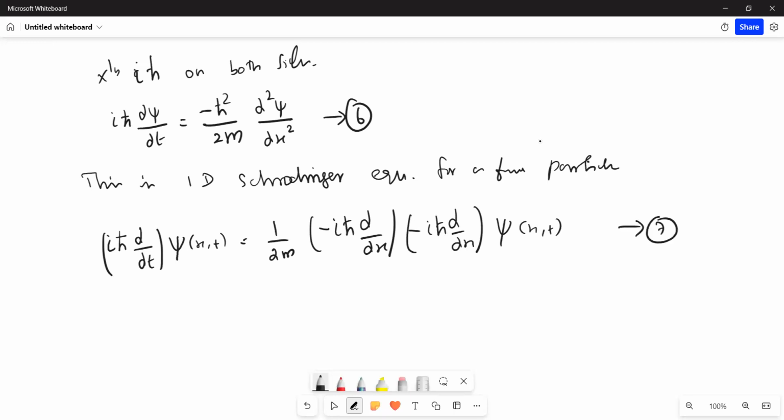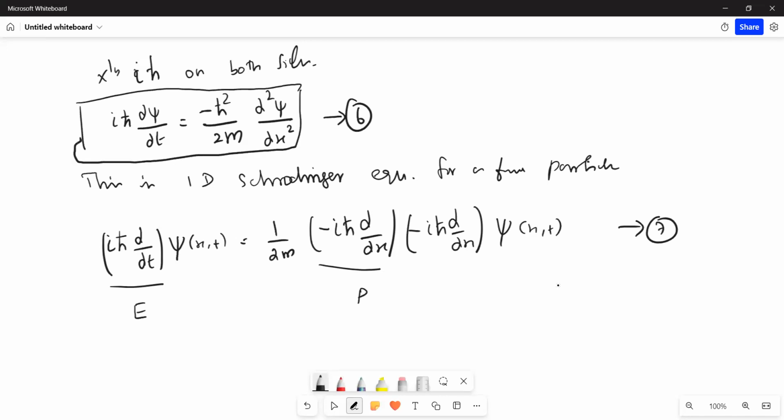So the above sixth equation can be rewritten like this. Here you see this term, i h cross dou by dou t, is nothing but the energy operator. And this term is equivalent to the momentum operator, minus i h cross dou by dou x. Additionally, I am giving this one. Equation number 6 is the one-dimensional Schrodinger wave equation, and I am explaining it additionally.